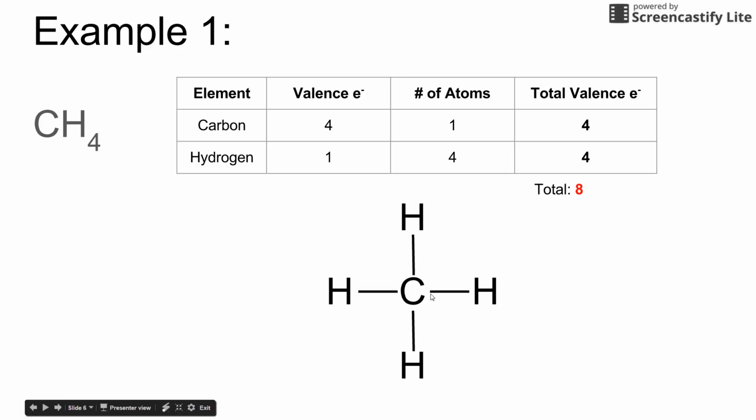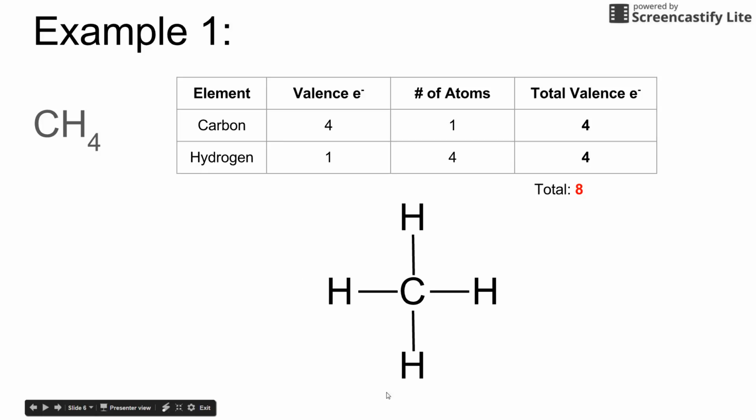And so you draw a line. Each of these lines represents 2 electrons, and this represents a covalent bond. That means that these 2 electrons are being shared between this hydrogen and this carbon. These 2 electrons, represented by a straight line here, are shared between this hydrogen and this carbon. These 2 are shared by this hydrogen and this carbon, and these 2 electrons are shared by this hydrogen and this carbon.